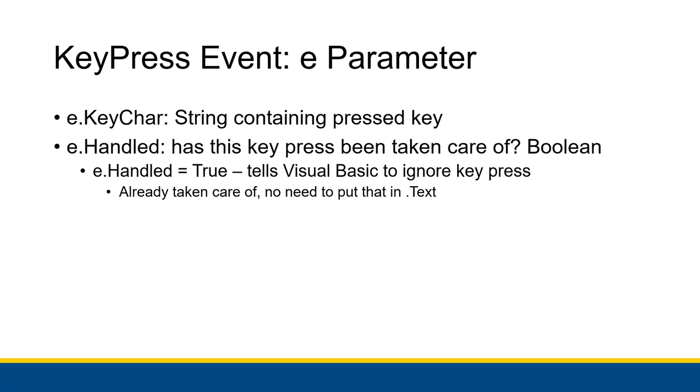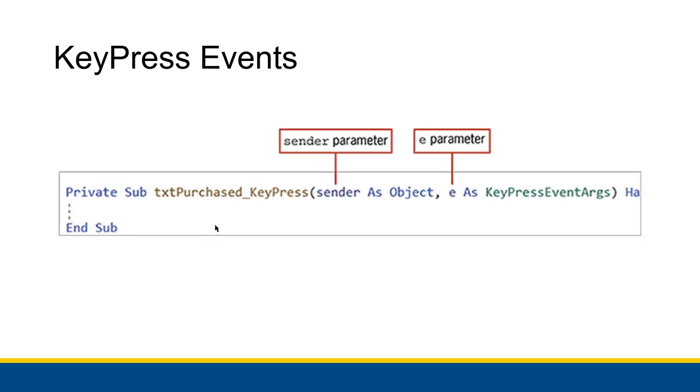And then there's e.handled, which asks, has this key press been taken care of, which is a Boolean. Now, the interesting thing about this key press procedure: normally when the user presses a key, it travels directly to the text box and then shows up in the text box. But when you define this event procedure that handles the key press, you're actually interrupting that key. You're catching it and taking a look at it. You're observing it to see what's going on.